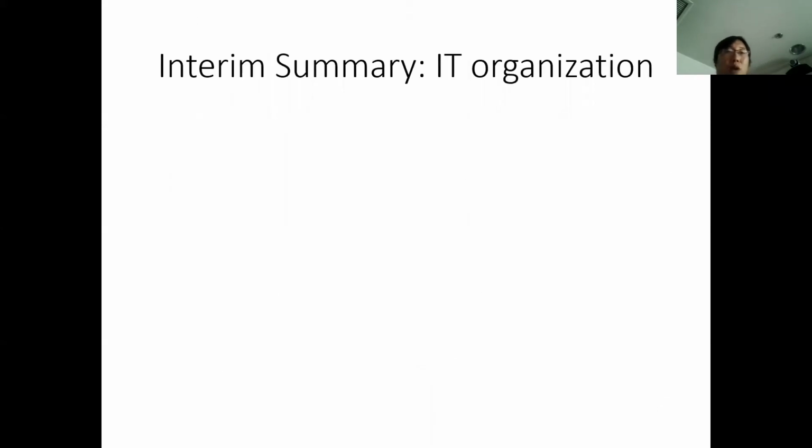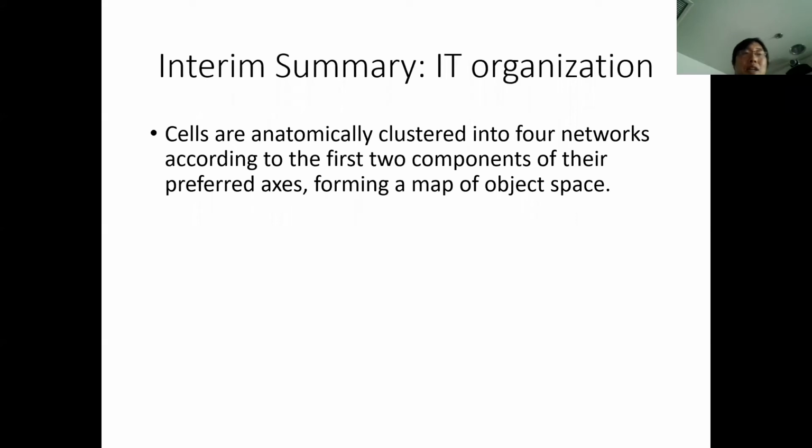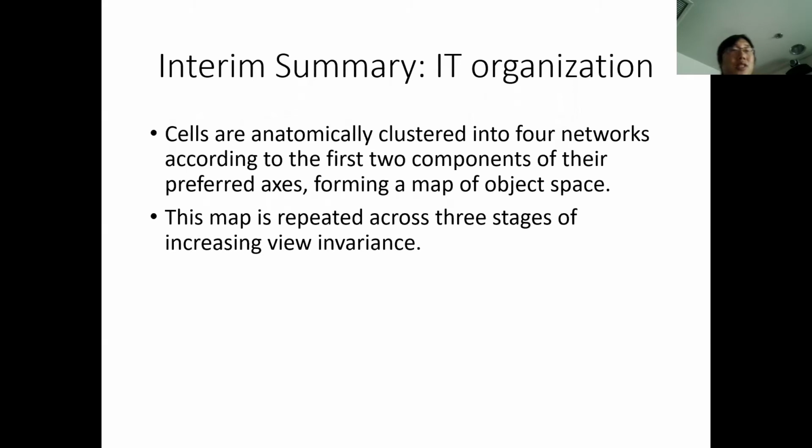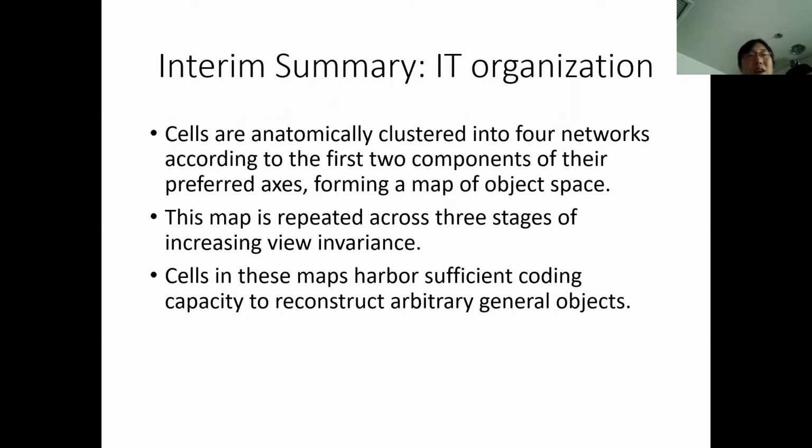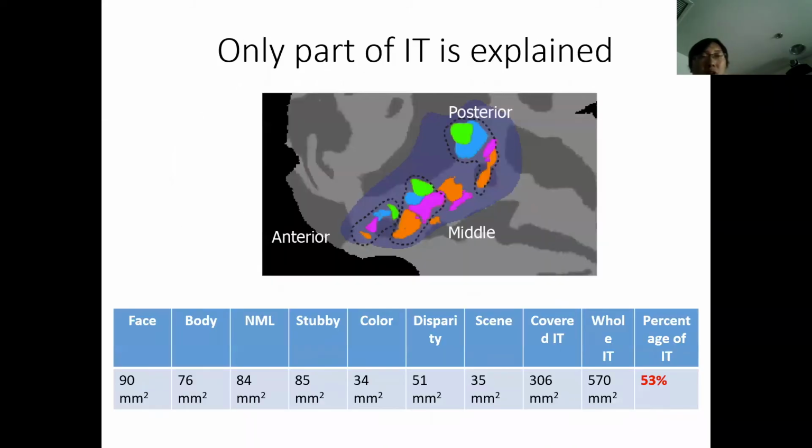To summarize this part of my work, cells are anatomically classed into the four networks according to the first two components of their preferred axis, forming a map of object space. This map is repeated across stages of increasing view invariance. Cells in this map harbor sufficient coding capacity to reconstruct arbitrary general objects. But if you combine all these four networks with other known networks, we can only explain about 50% of IT. So there's clearly a lot of work to be done.